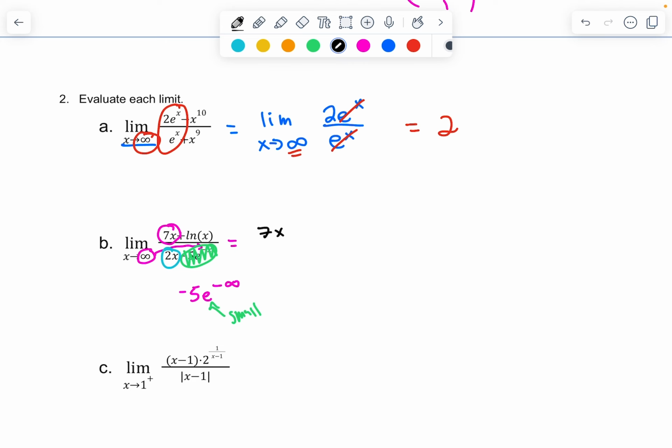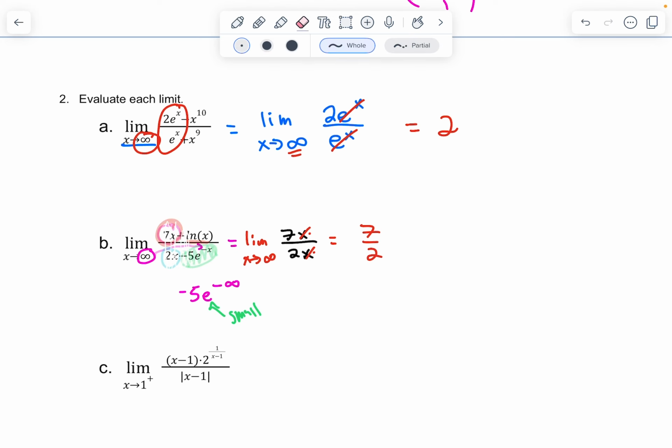And so we get 7x over 2x, because by comparison, 7x is going to grow way bigger than ln x. And so this limit will be the same thing as the limit as x goes to infinity of 7x over 2x. The values will never be identical, but the limit will approach the same thing over time. And we pay attention to the positive infinity, so this is positive, positive. So when we cancel the x's, it is logical to say that we are 7/2.